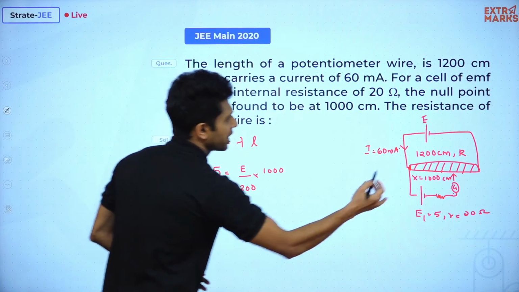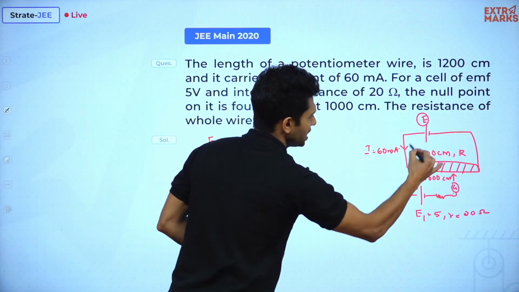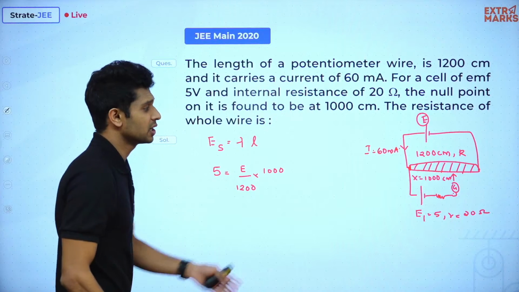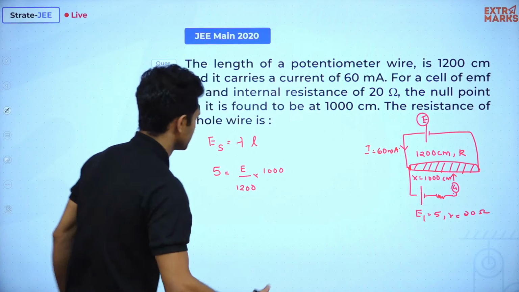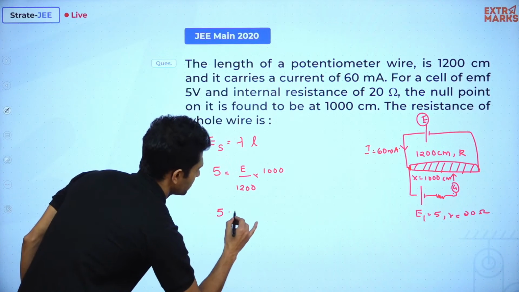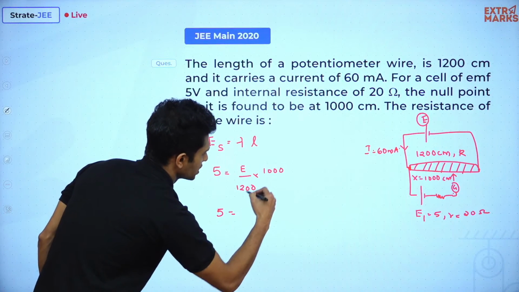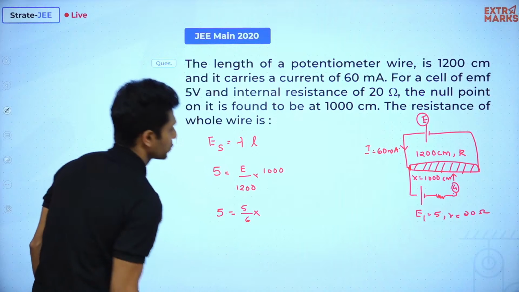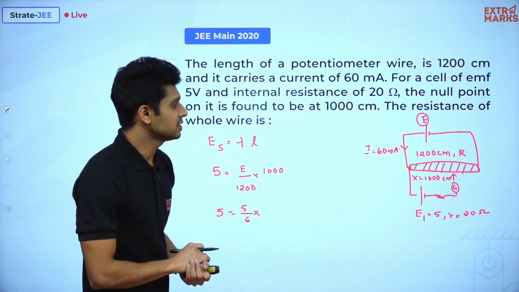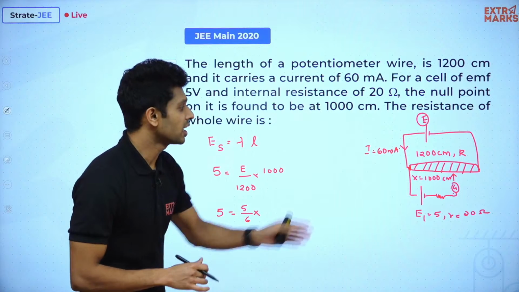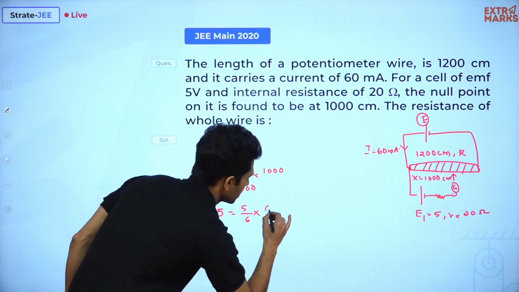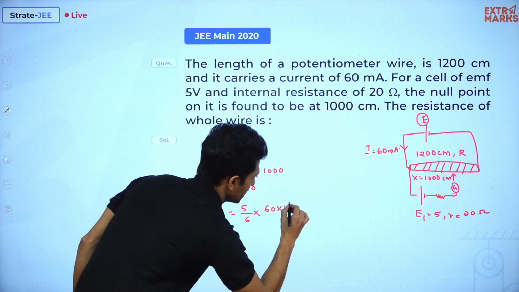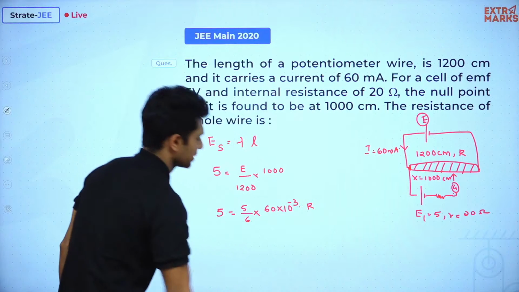Now tell me, how can I substitute for this EMF E in the primary circuit? That is equal to the net value of the current into the net resistance. So 5 is equal to, these 2 zeros go, 10 by 12, that is 5 by 6, into the value of EMF in the circuit, which is I into R. I is equal to 60 milliampere, that is 60 into 10 power minus 3, into R.